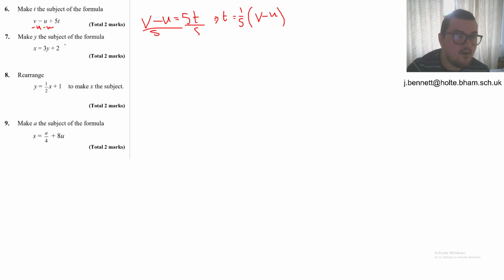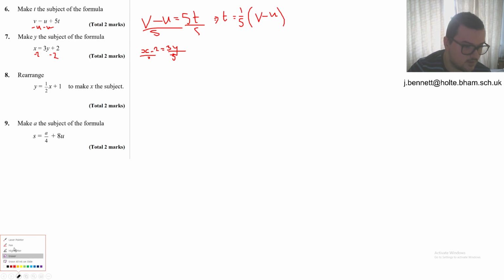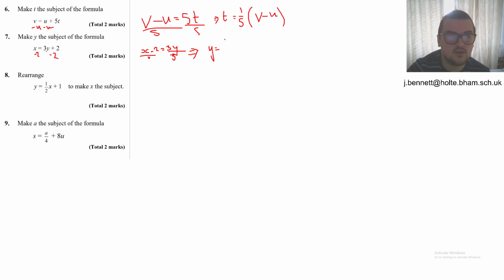Okay, make y the subject of the formula. So we're going to take 2 off both sides. So x minus 2 equals 3y. Divide both sides by 3. So we're going to get, that is a shameful attempt at an arrow. I'm going to try that again. We're going to get a little arrow, perfect. Okay, so y equals 1/3 of x minus 2.